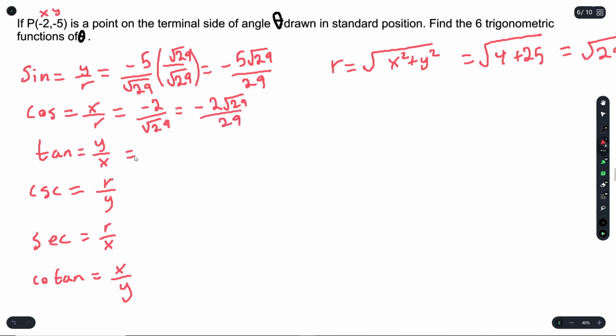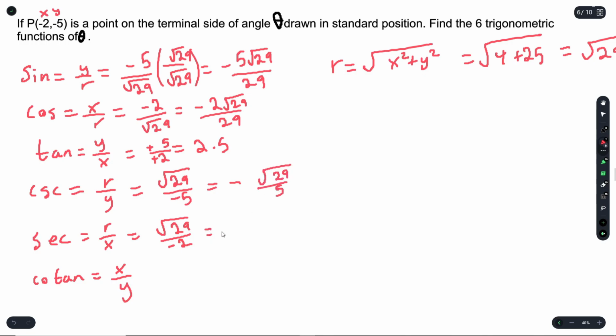Y over x, negative 5 over negative 2, the negatives go away, then 5 over 2. R over y, radical 29 over negative 5, r over x, radical 29 over negative 2. It doesn't matter where the negative is, but I'll rewrite it, I'll put it in the middle. Negative radical 29 over 5, negative radical 29 over 2, and x over y equals negative 2 over negative 5, so 2 over 5.